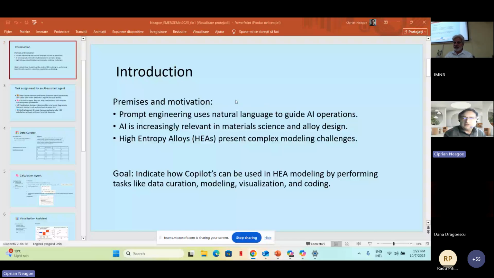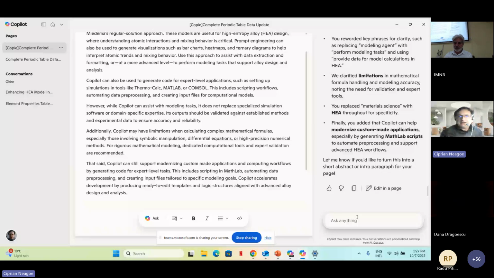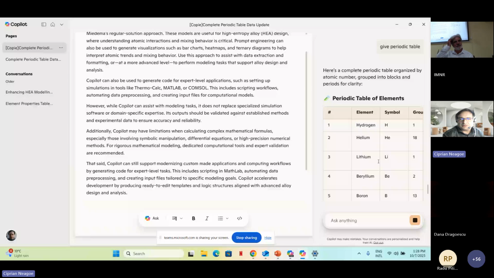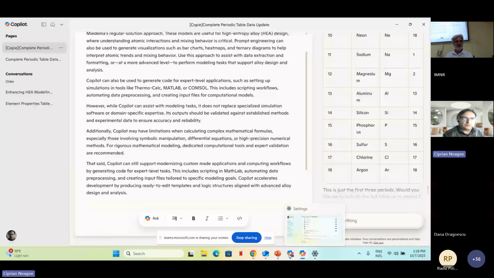So this is how it looks. You can write here, ask who I am or whatever you want to ask in the chat, and it will answer. Let's say, give me the periodic table, and it will think about it and provide some answer. So you can see this is very simple, and typically it works. There are cases where it's not able to perform the task, but it works.